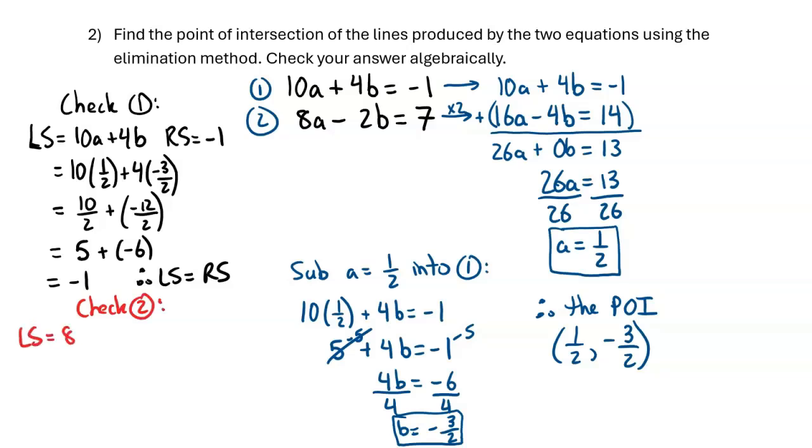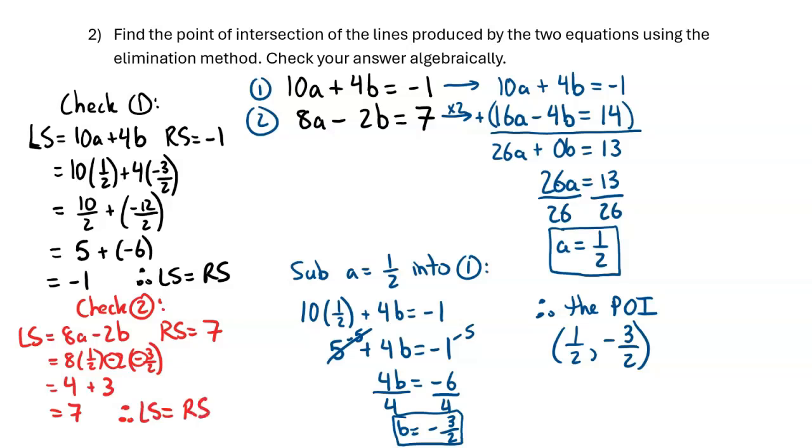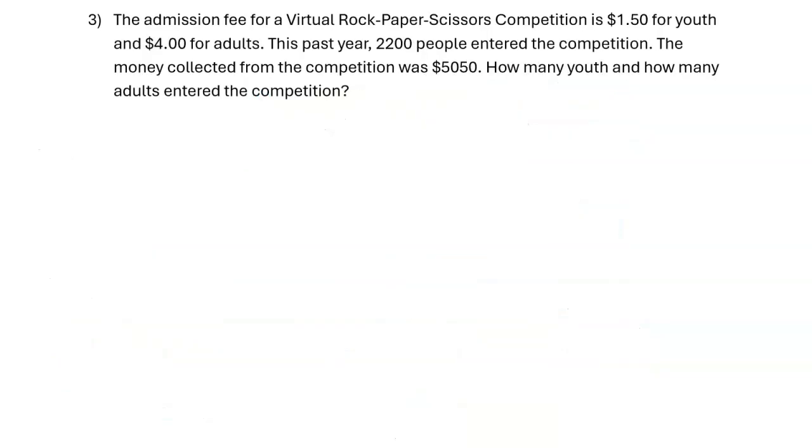So what we're going to do is, again, separate the left side and right side out, and substitute a and b in for the variables. So in the place of a, we have 1/2, and in place of b, we have negative 3 over 2. Doing the same thing as we did before, 8 times 1/2 gives me 4. Negative 2 times negative 3 over 2: a negative times a negative gives me a positive, and so it ends up being 3. And so 4 plus 3 is 7. The left side is equal to the right side, and we can have confidence that we got that answer correct. It is, in fact, a point of intersection of 1/2 and negative 3 over 2.